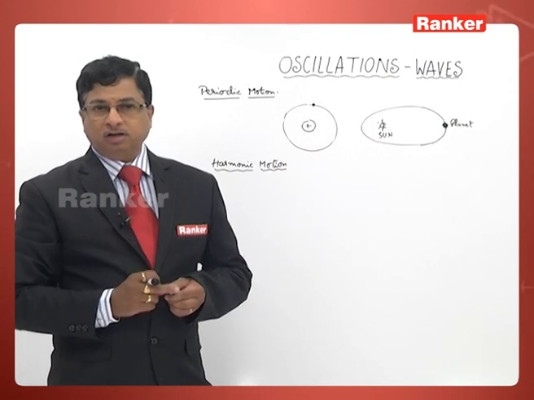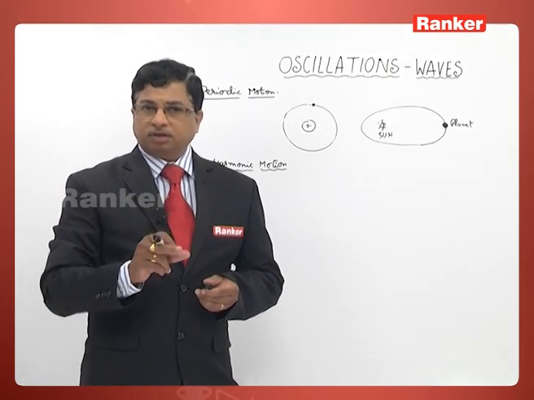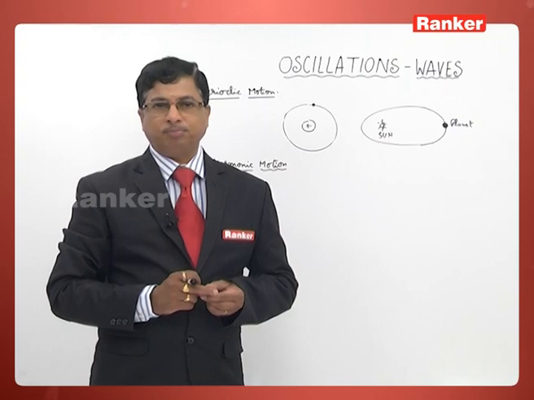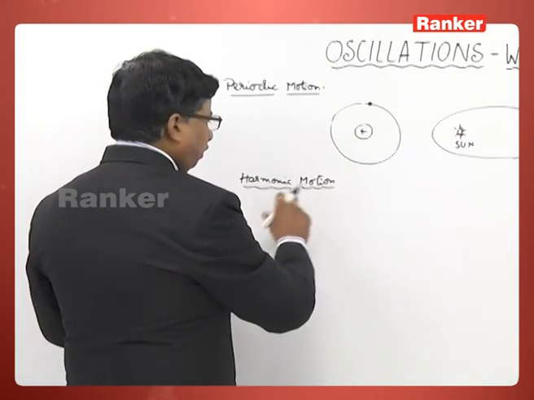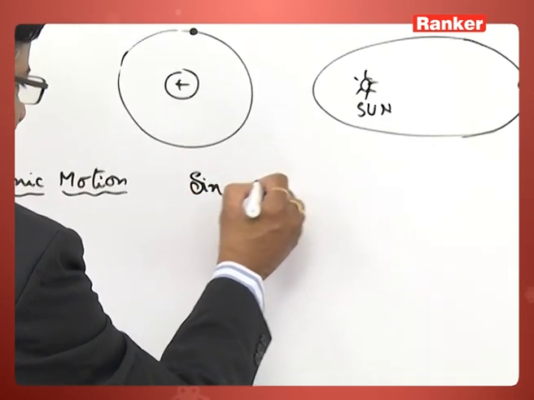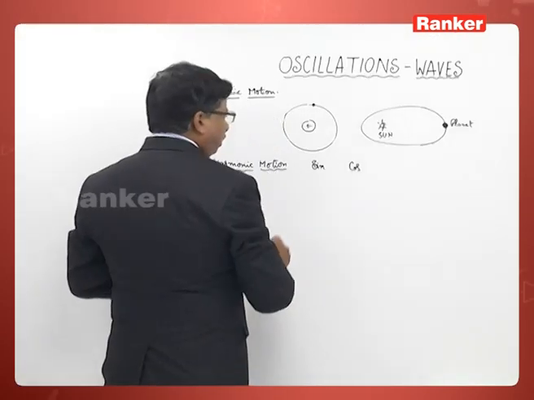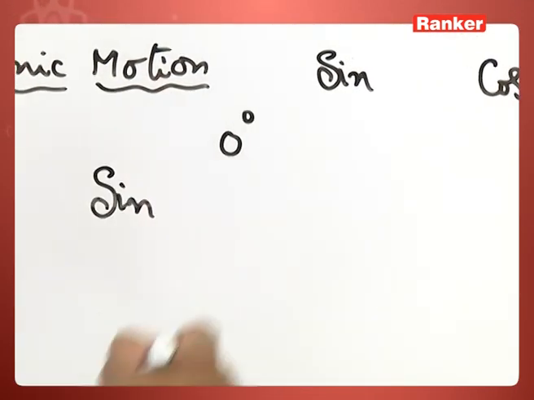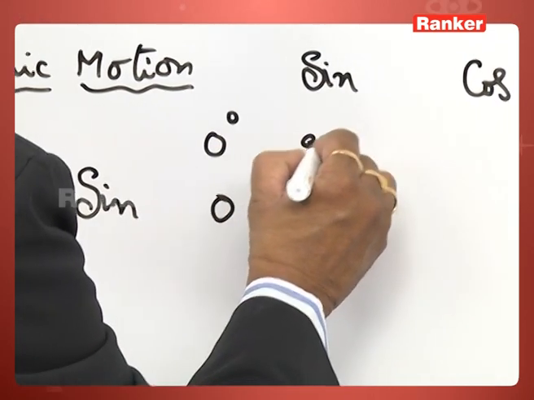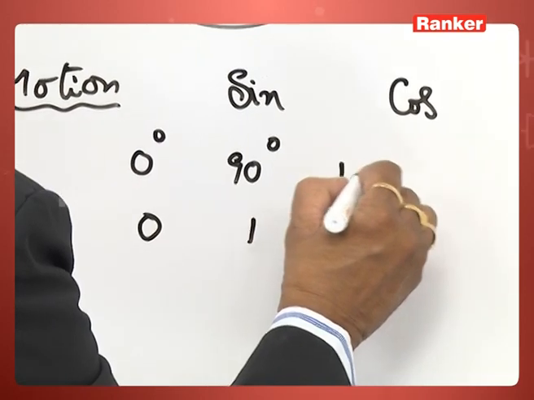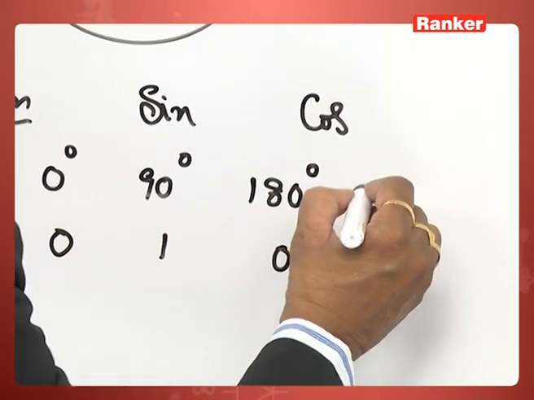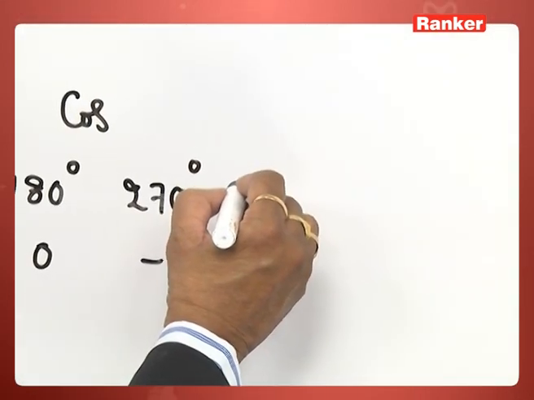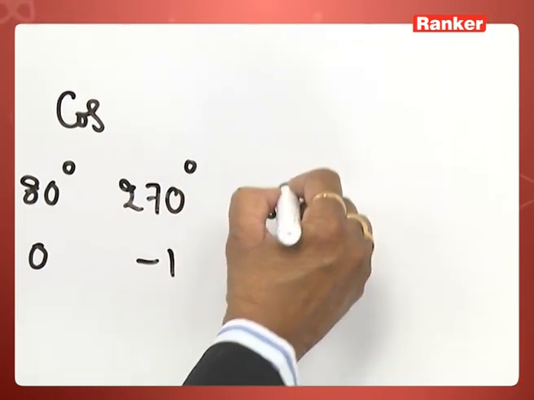So, whenever we consider the motion of the body in terms of sine function or cos function, we can call the motion as harmonic by nature. So, if you consider this either in terms of sine function or in terms of cos function, generally, what are the values? Sin 0 is 0, sin 90 is 1, sin 180 is going to be 0, sin 270 is going to be minus 1. Sin 360 is going to be once again 0.